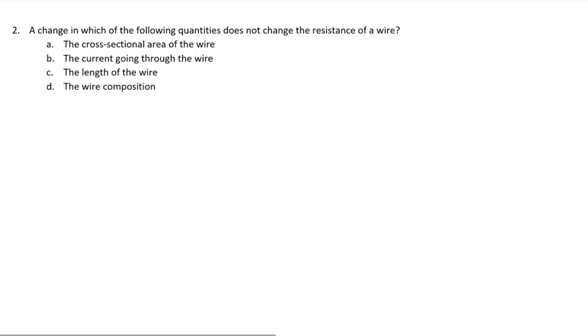To answer this, let us simply recall what the formula for the resistance of a particular component is. The resistance R is equal to the resistivity rho multiplied by the length of that resistor, L, divided by the cross-sectional area of that resistor. Straight away, we see that if we change the cross-sectional area of this wire, we're going to change the resistance of this wire. Therefore, option A does change the resistance and it cannot be correct.